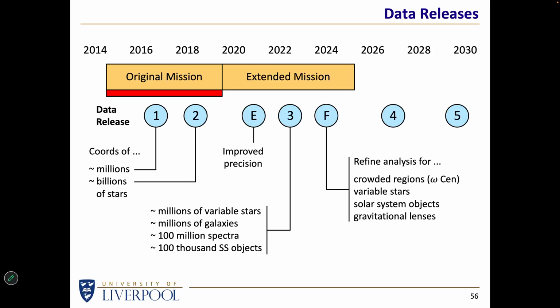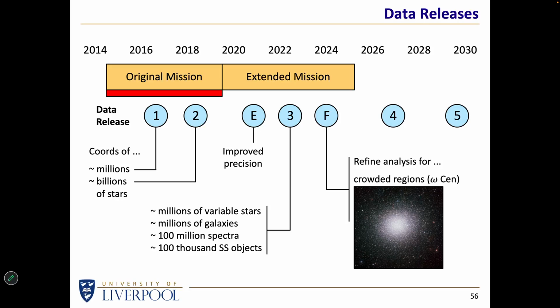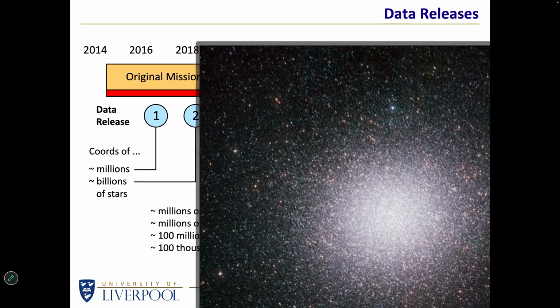Data release 4 is going to come out this year, hopefully, but before data release 4 is ready, we're going to look at the first 5 years of data from Gaia, and we're going to do various things, but one of the important things we're going to do is look at Omega Centauri. Omega Centauri is a globular cluster.